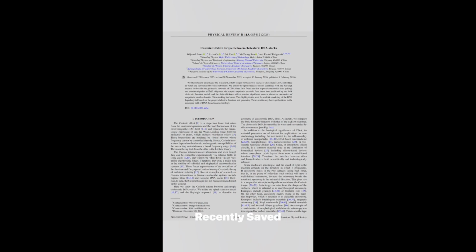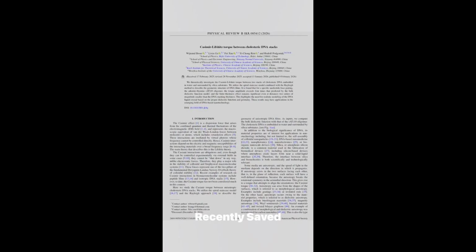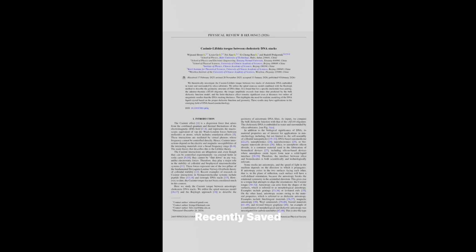What's interesting is that the model accounts for both the shape of the DNA stacks, what they call morphological anisotropy, and the material properties, or dielectric anisotropy. So it's a pretty comprehensive approach. Speaking of dielectric properties, a key input for calculating Casimir forces is the dielectric function, which basically tells you how a material responds to electromagnetic fields across different frequencies.